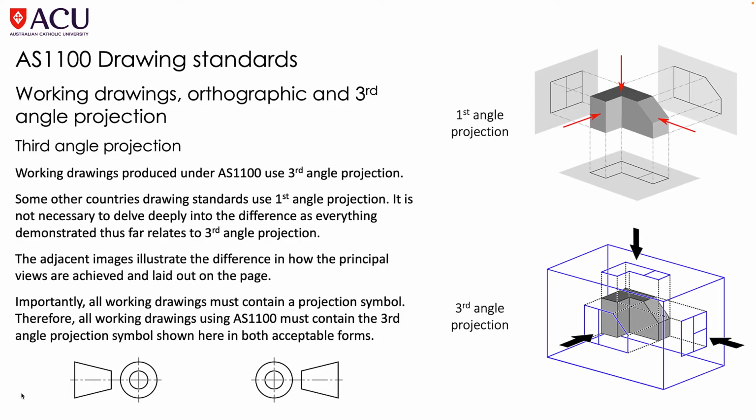Now, importantly, all working drawings must contain a projection symbol. Therefore, all working drawings using AS1100 must contain the third angle projection symbol that's shown here in both acceptable forms. So you can have one of those symbols down below there, facing one way or the other way. They are the acceptable forms of that symbol.